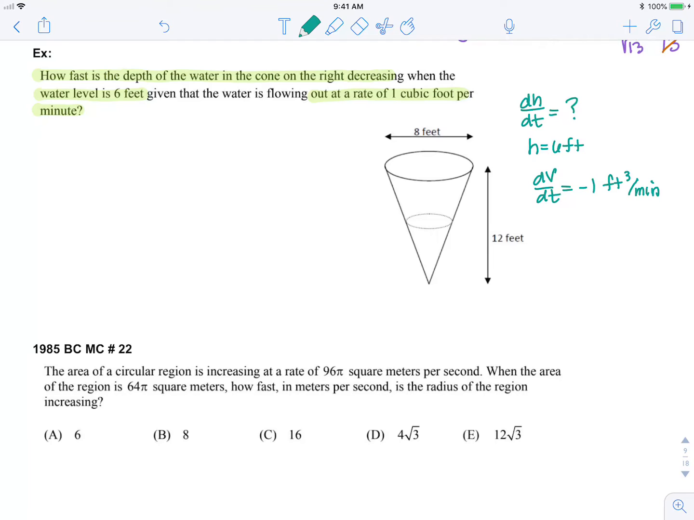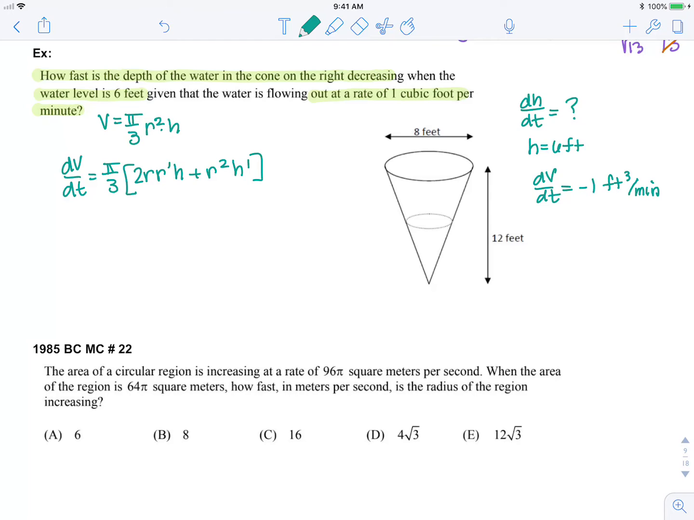So the first thing we need to do is set up a geometric formula that connects the volume of this water to the height. And that would be the volume of a cone, which is pi over 3 multiplied by r squared h. So now I'll differentiate this formula with respect to time. dV/dt, or I could write V prime, is pi over 3, which is a constant, so I'm keeping it out in front. And I'm going to use product rule here with implicit differentiation. 2r r prime h plus r squared h prime.